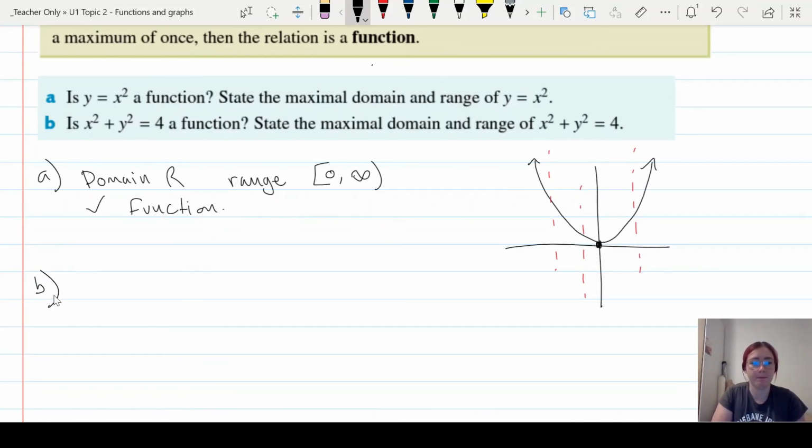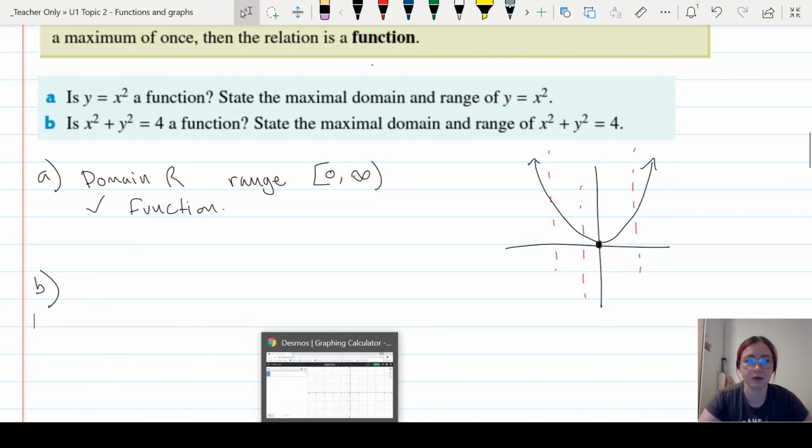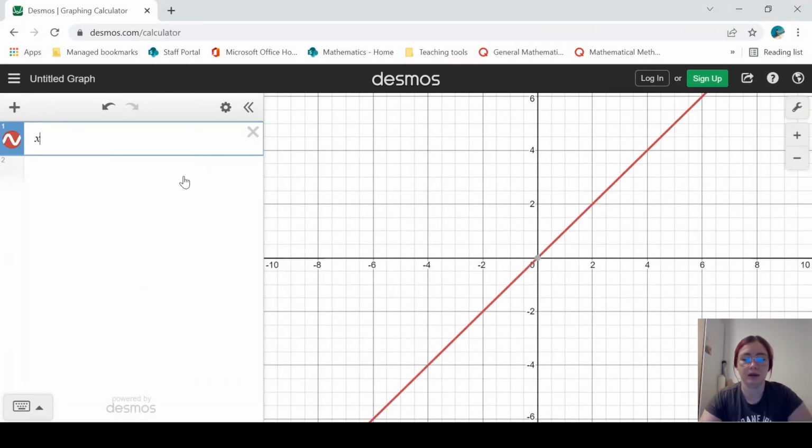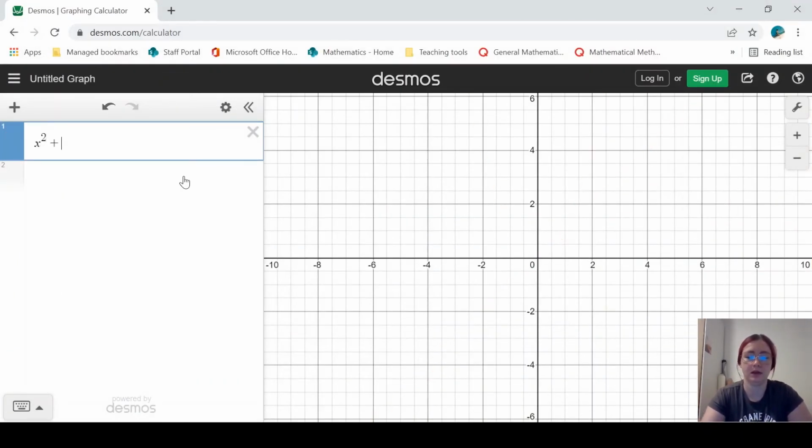If we think about B, x squared plus y squared equals 4, that's going to be a circle. Okay, and if you're ever not sure about how to sketch a graph, what it looks like, if it's one you're not familiar with, then I recommend just going into Desmos and putting in x squared plus y squared equals 4. There we go. That is a circle.